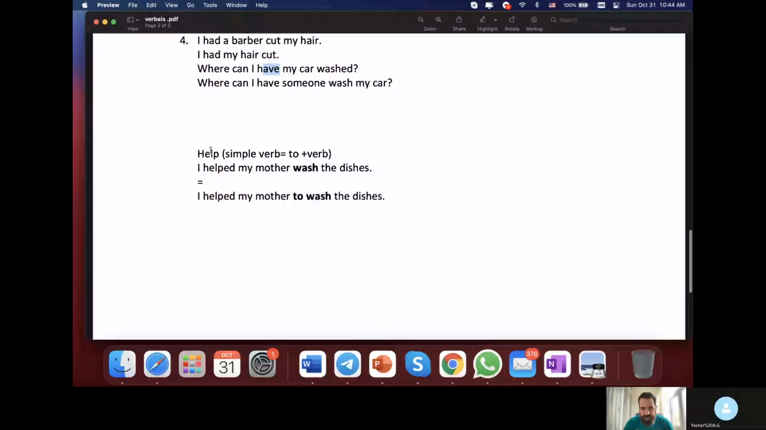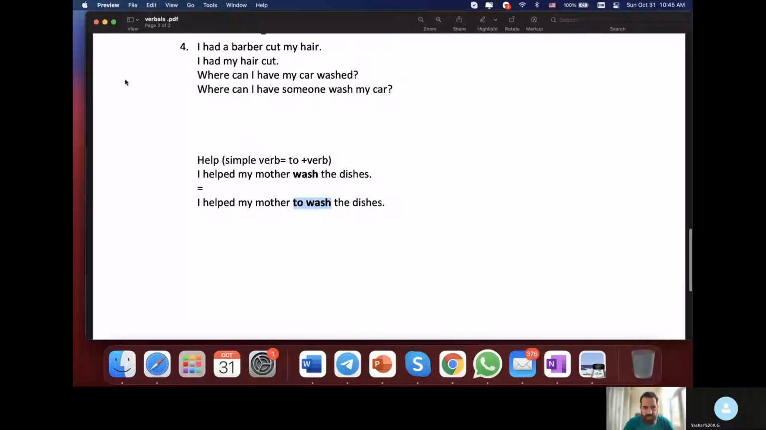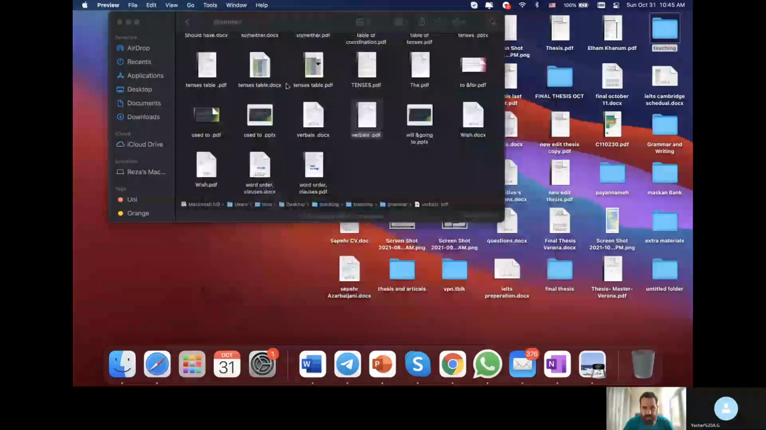We have the verb "help." With "help," you can use both the bare infinitive and the infinitive. The bare infinitive is a little bit more formal. So I help my mother wash the dishes, or I help my mother to wash the dishes. So this is just an introduction. I send it to you.